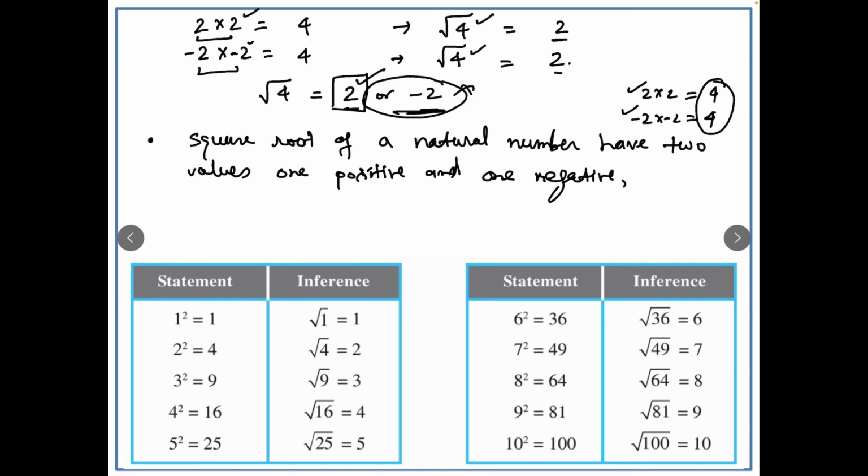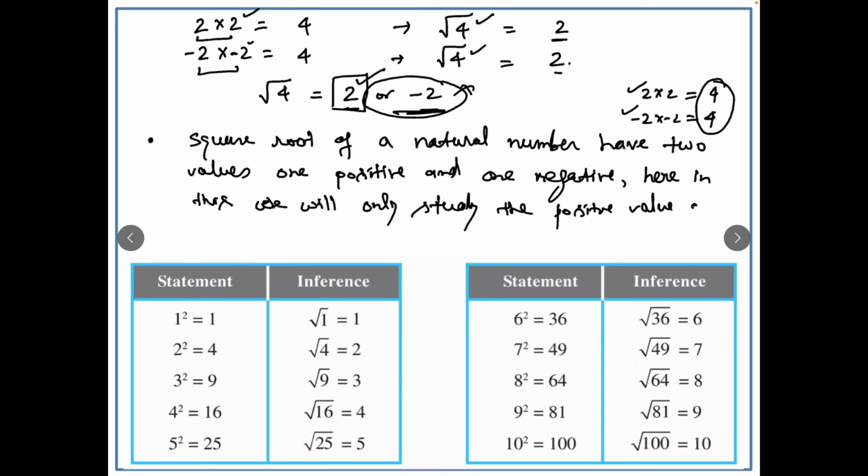Okay, but here in this class we will only study the positive value of square root, the positive value of square root.